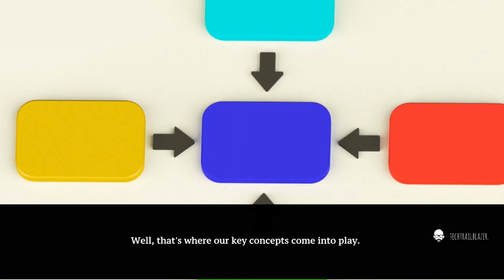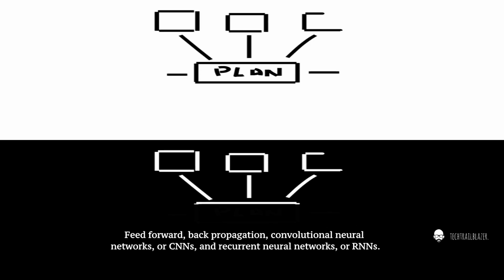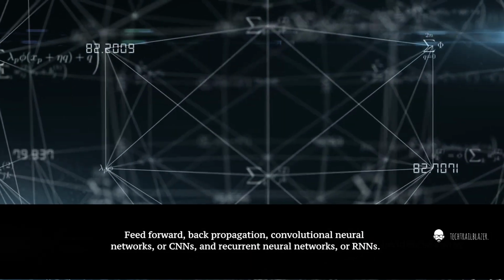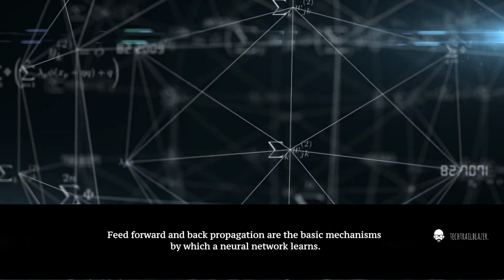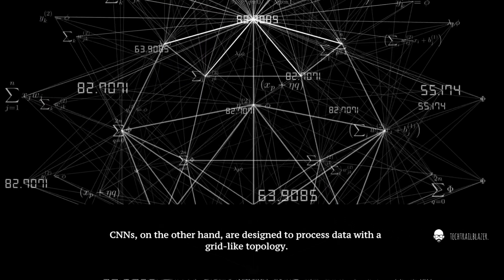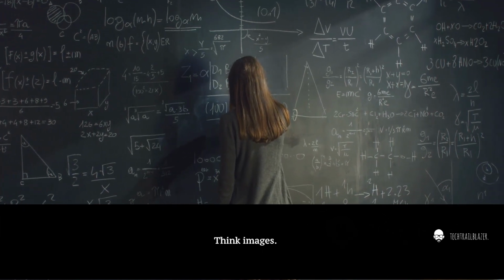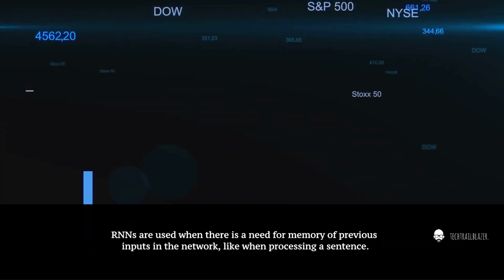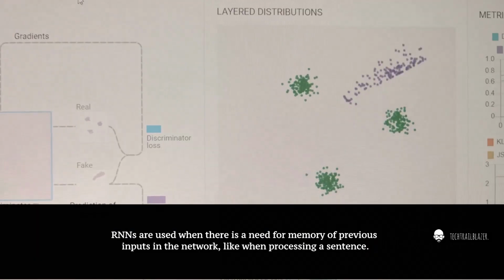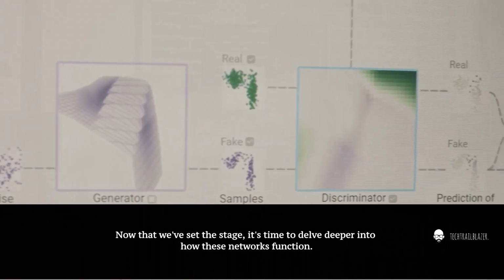Well, that's where our key concepts come into play. Feedforward, backpropagation, convolutional neural networks, or CNNs, and recurrent neural networks, or RNNs. Feedforward and backpropagation are the basic mechanisms by which a neural network learns. CNNs, on the other hand, are designed to process data with a grid-like topology. Think images. RNNs are used when there's a need for memory of previous inputs in the network, like when processing a sentence.